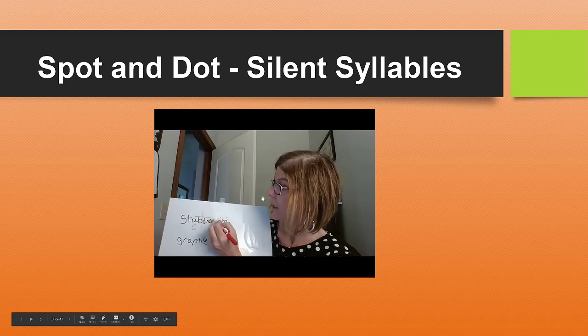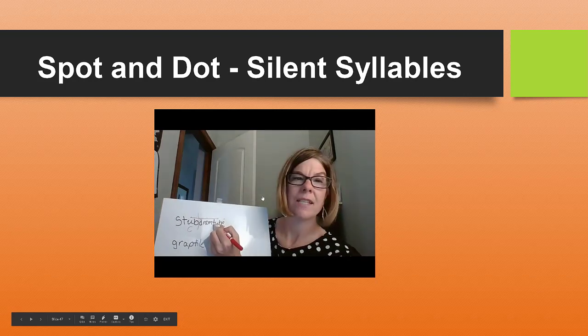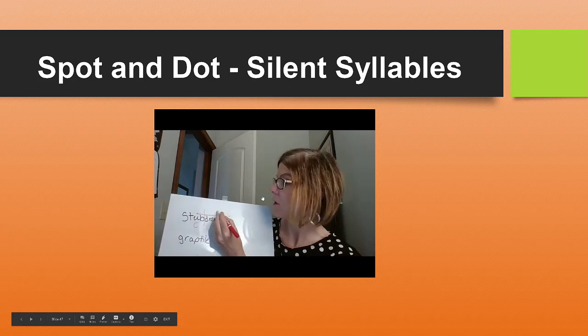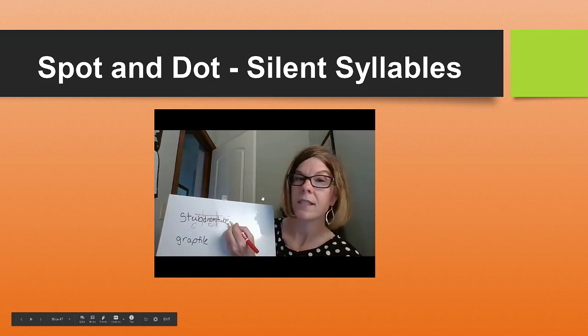And I'm going to come over here, and now I'm going to connect the A and the U. And I'm going to think about where to divide that. M and T. I know M and T aren't together at the beginning or end of a word, so I'm going to draw a line right here. So again, I have a closed syllable. I have one vowel followed by one or more consonants.